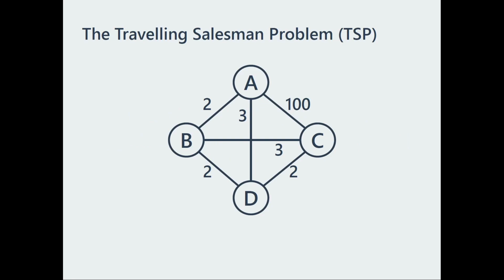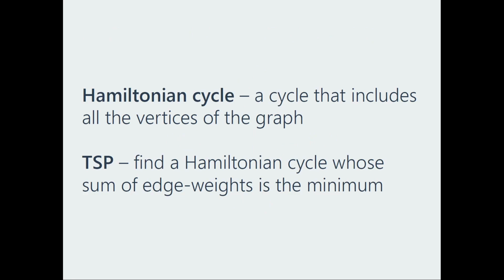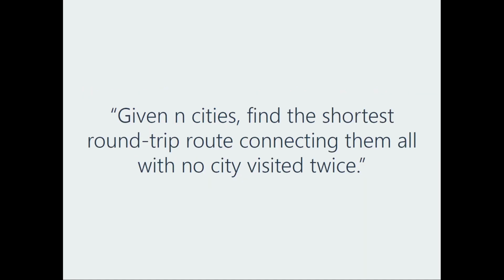Let's have another problem. The traveling salesman problem. Let's first define the following. Hamiltonian cycle. It is a cycle that includes all the vertices of the graph. The traveling salesman problem wants to find a Hamiltonian cycle whose sum of edge weights is the minimum. It's also stated like this. Given n cities, find the shortest round-trip route connecting them all with no city visited twice.